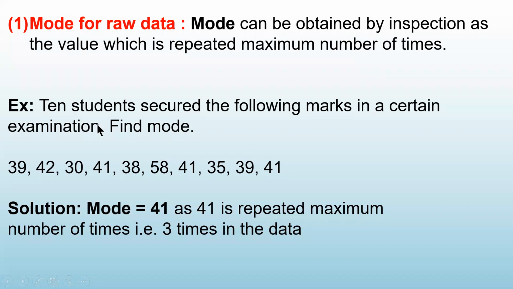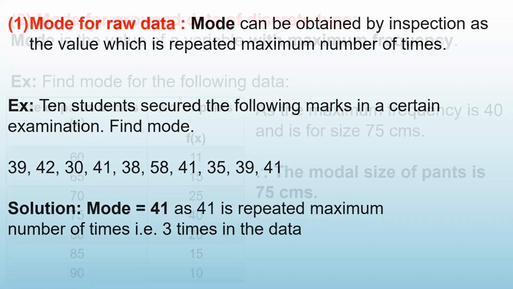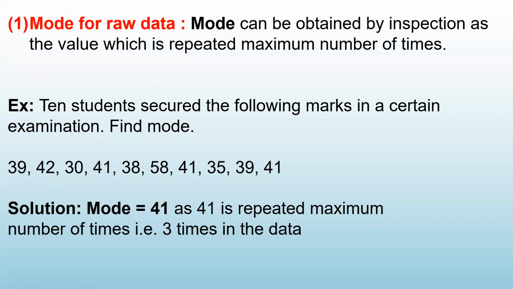So if you are given a raw data, to find the mode, just read the data and see which value is repeated maximum number of times. So let us take one example which I have already taken here. 10 students secured marks.